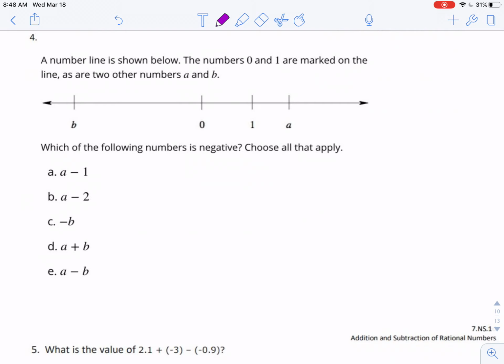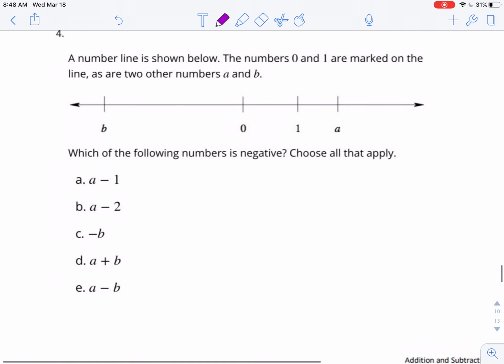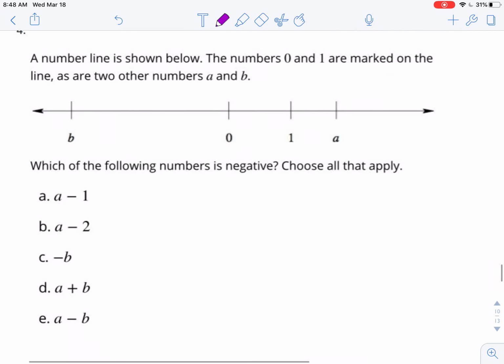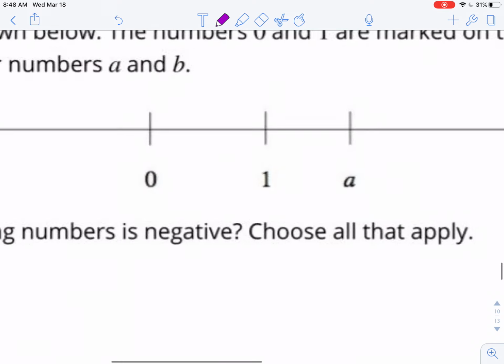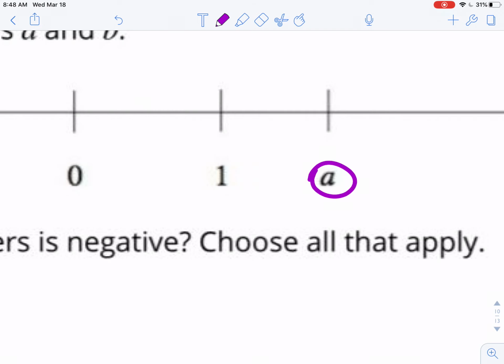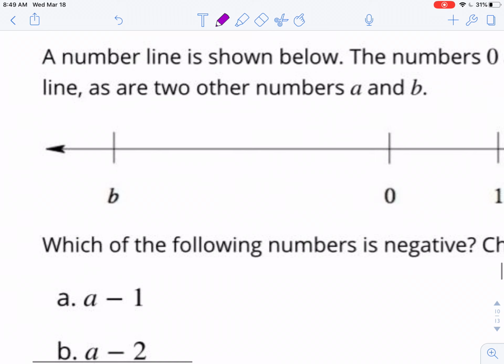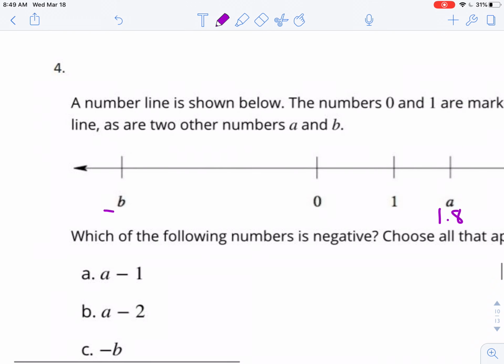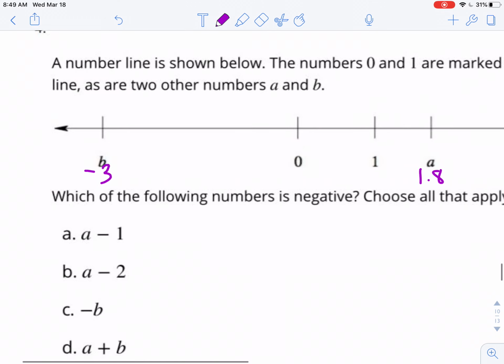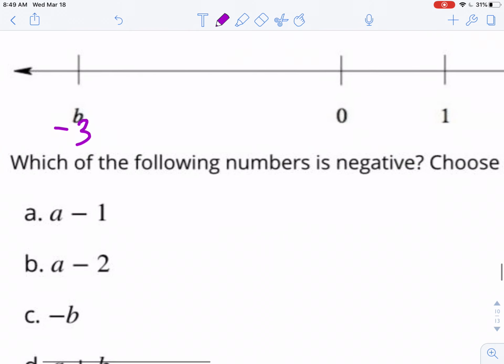Which of the following numbers is negative? Choose all that apply. We did this in our Do Now packet like last week, so let me just go through it really quickly. Remember that we're picking numbers that make sense. So I'm just going to use substitution. This is not 2 because it's not exactly as far away from 1 as 0 is from 1. So we can call this like 1.8. We can call this like negative 3 maybe. And let's just substitute.